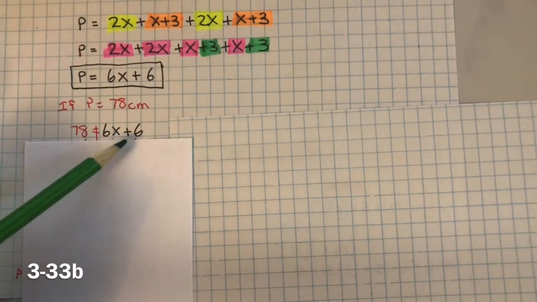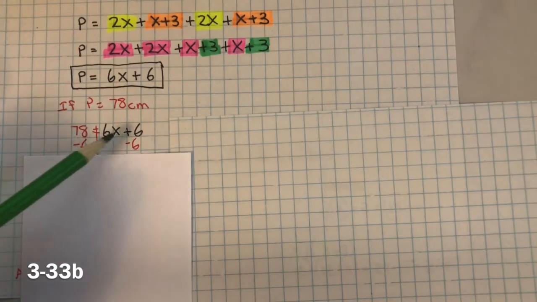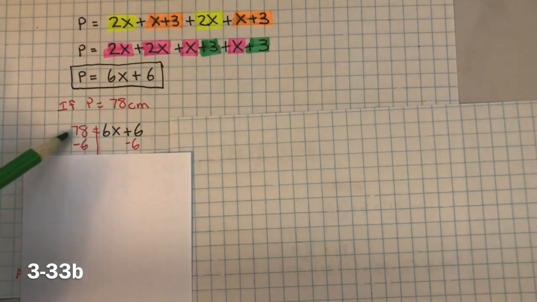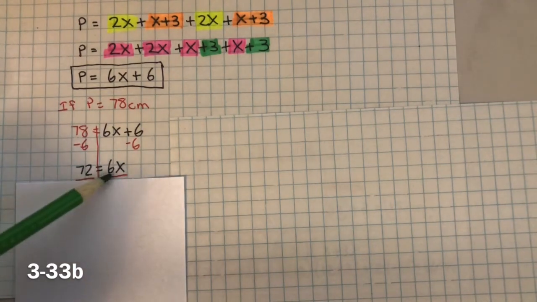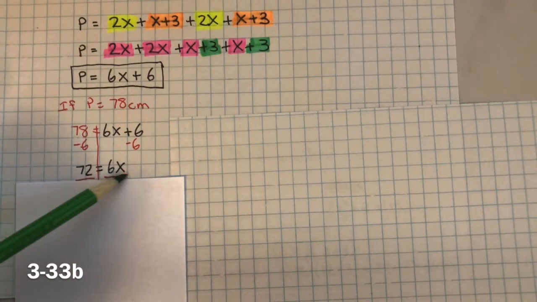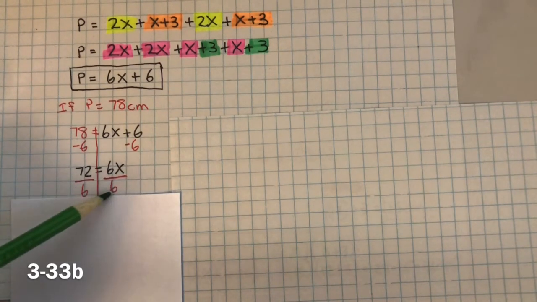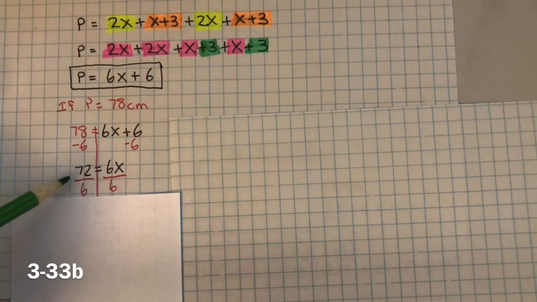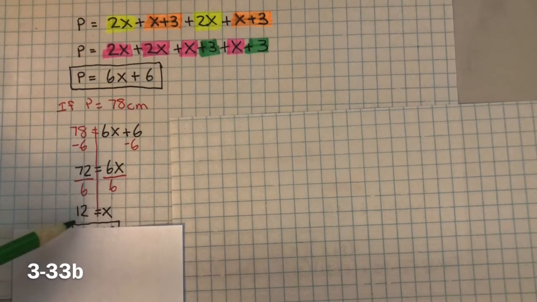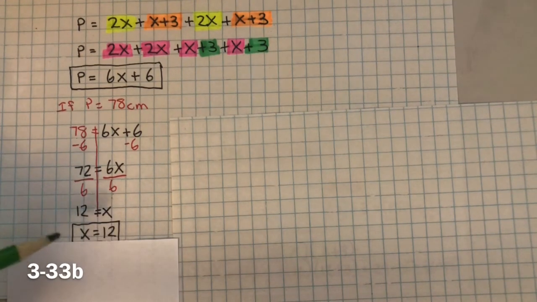The inverse property of addition is subtraction, so we subtract 6 from both sides. 78 minus 6 is 72. The inverse property of multiplication is division. We divide by 6 because that creates the giant 1. What you do to one side, you do to the other. 72 divided by 6 equals 12, so x equals 12.